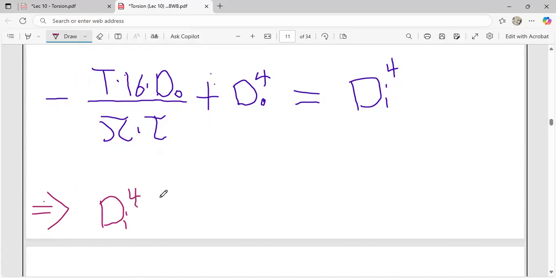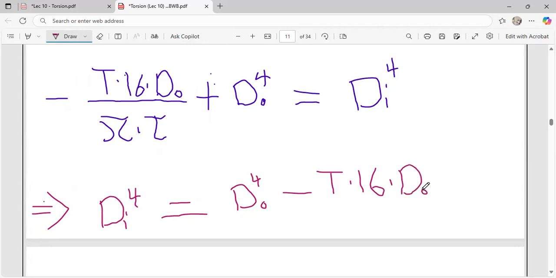We have brought the Di to the left hand side, and that is going to become what? We can group this and make the positive one come first. It is still the same thing. That is D subscript o exponent 4, still minus, because the negative is affecting this one, still minus T times 16 D subscript o, all over pi times the tau.